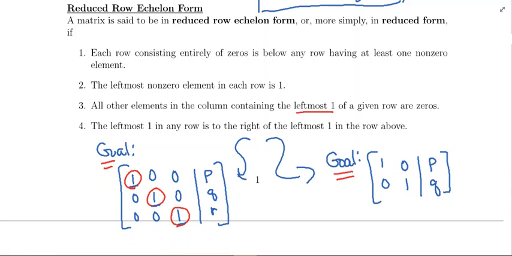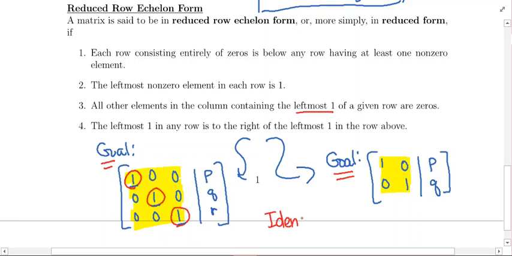Real quick, I want to introduce something to you. It'll come up later in this chapter, but I'm going to mention it now and just start using the word so you get used to it. In your goal, when you're looking to the left of the vertical bar, your goal is to have ones on the main diagonal and then zeros everywhere else. So over here and over here. This part of the goal is referred to as the identity matrix.